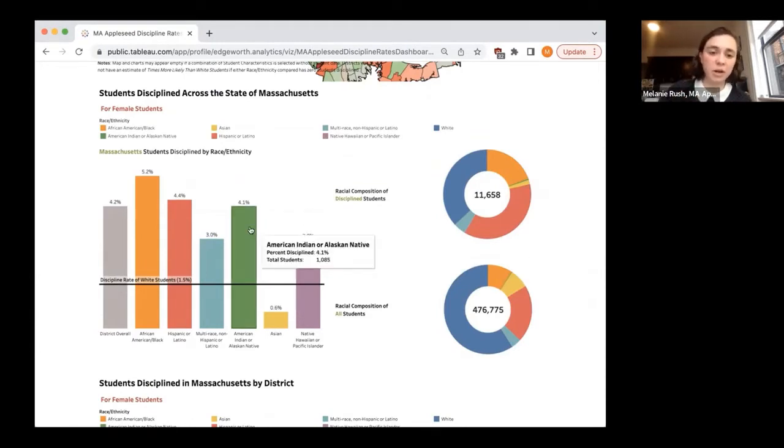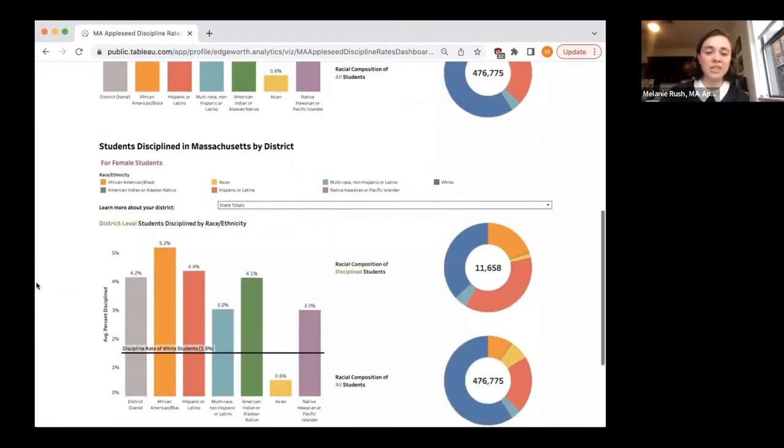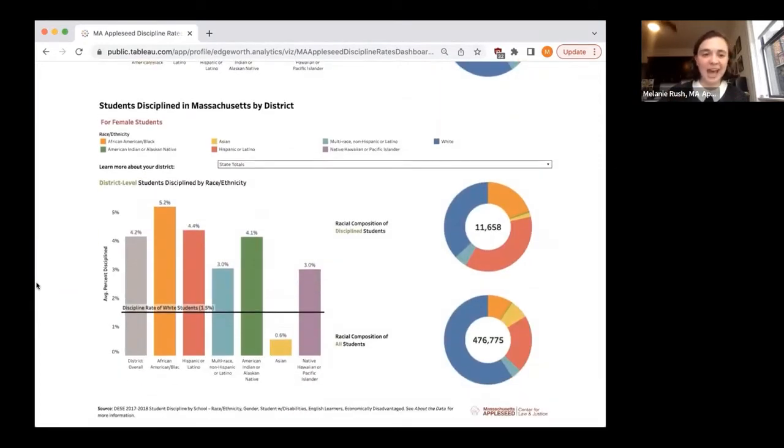And then you can also hover over these graphs, and it shows you the number of students that are disciplined in all of these categories compared to white students across all levels. So now I'm going to throw it over to Thora to talk a little bit about how this can be used by comparison at the district level.